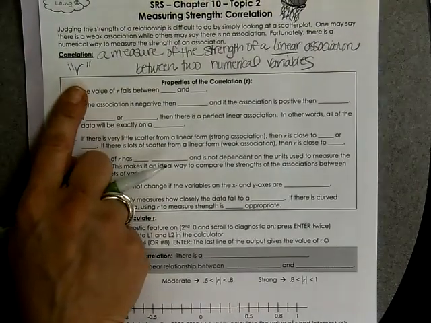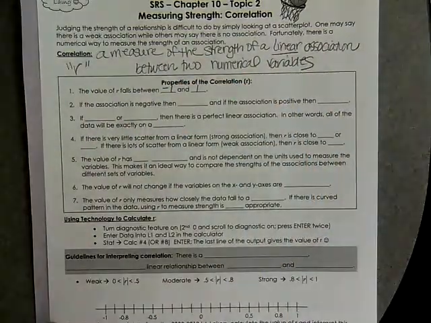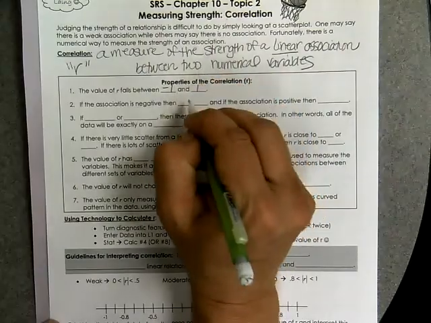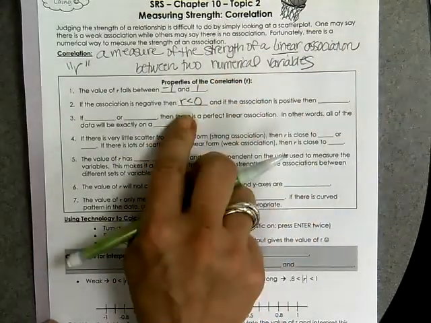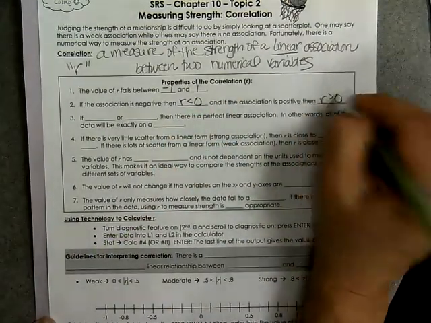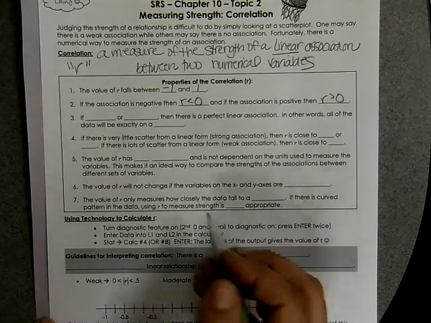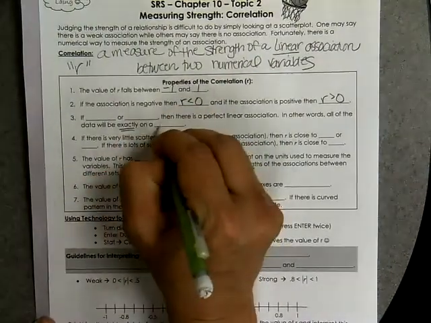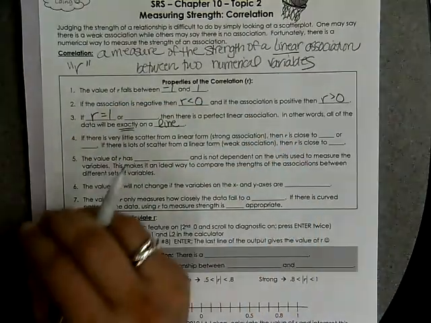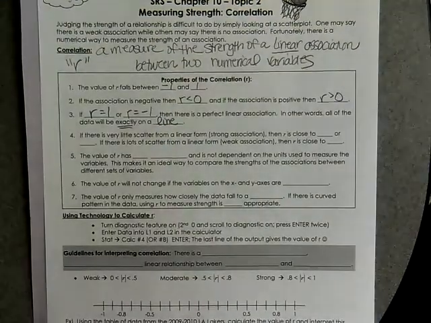So let's talk about some properties of the correlation. The value of r always falls between -1 and 1. Secondly, if the association is negative, then that means that your correlation will be negative, less than 0. And if the association is positive, then your correlation will be greater than 0. Let's say that the data is exactly on a line. Then that means that r is equal to 1 if it's positive, or if it's a perfect negative association, it's equal to -1.